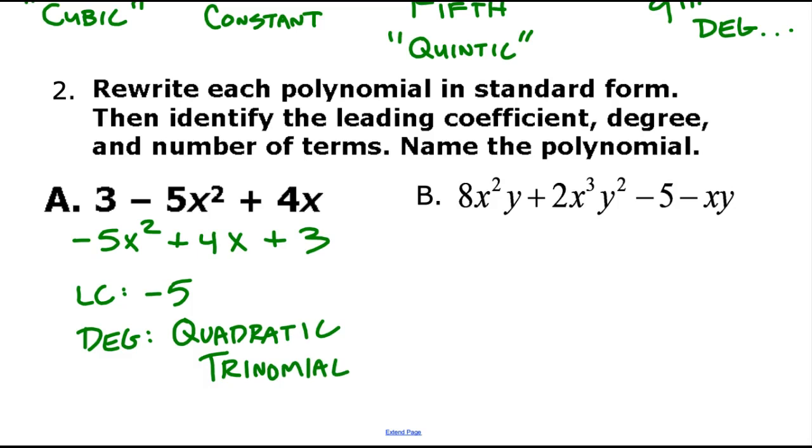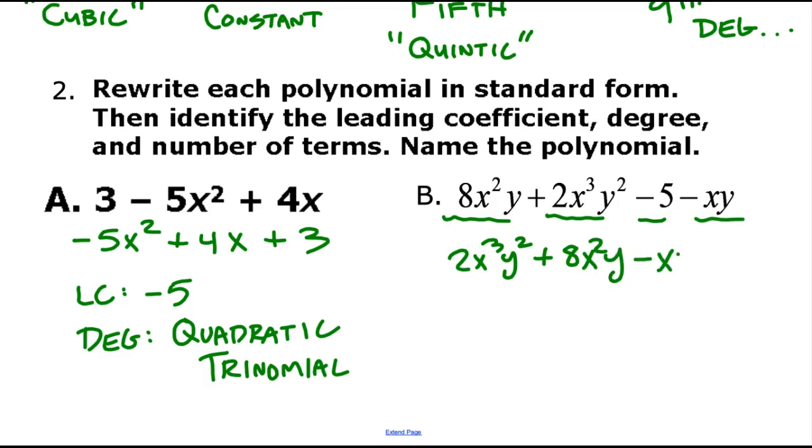All right, this next one's kind of a dumb one. Multiple variables, so we have to be careful. Term, term, term, term. So how many terms are there? 4 terms. The one with the highest degree is the 2x cubed y squared term, then 8x squared y minus xy minus 5. Okay. Leading coefficient is 2.